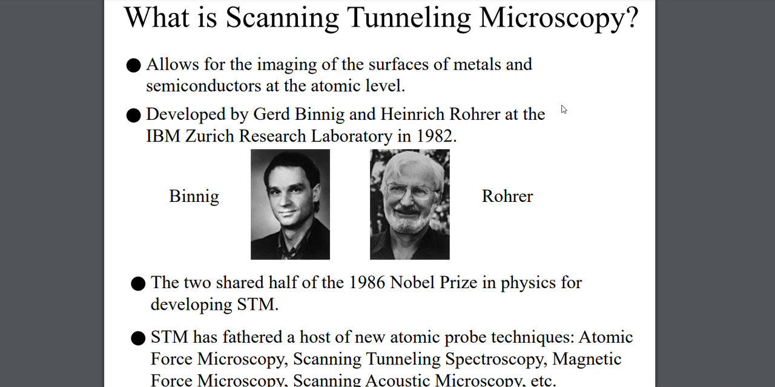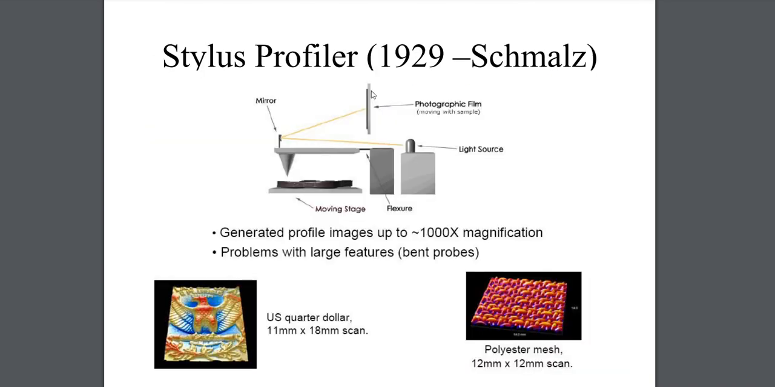The invention of STM led to the discovery of many others, like atomic force microscopy, scanning tunneling spectroscopy, magnetic force microscopy, and etc. This is the diagram of a stylus profiler made in 1929, where you can see the mirror is used for reflecting the light source and the photographic film captures it. Below is a tip and a moving stage. This can generate profile images up to 1000 magnification.